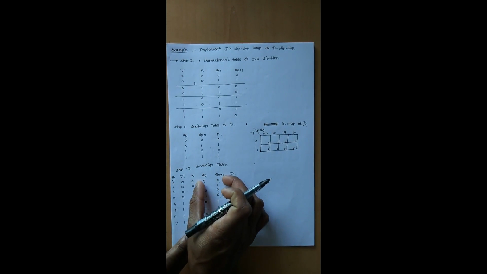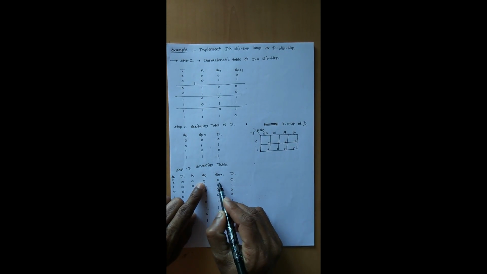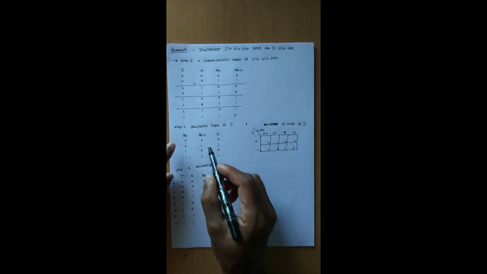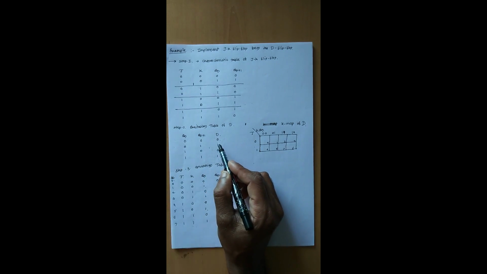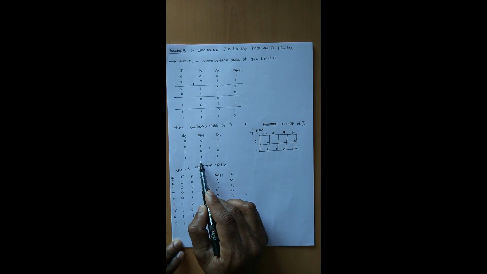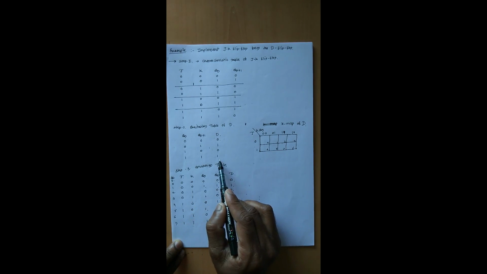This D value comes from, or we can find it with the help of, the excitation table inputs. For example, if both are 0 0, then we have to look into the excitation table. When both present state and next state are 0 0, what is the D? It will be 0. Then next, for the 1 1 combination of present state and next state, what is the value of D? It is 1. In this way we find out the values of D.